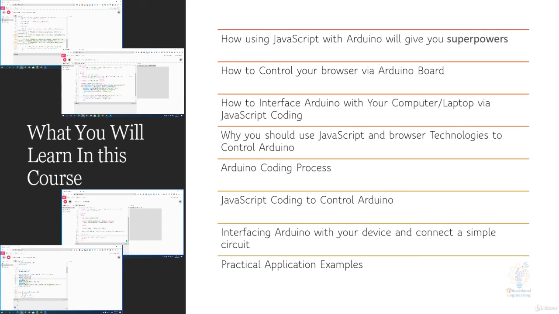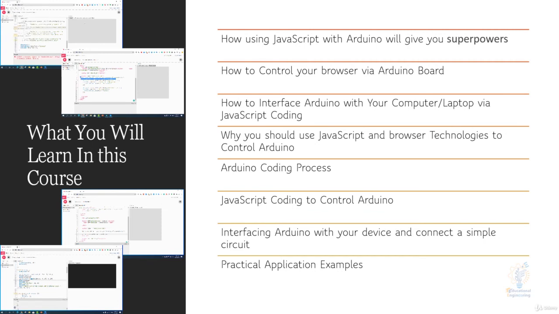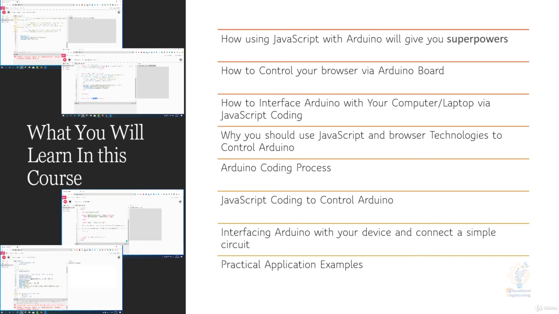After that, we will talk a little about the Arduino coding process. We will write a few lines of codes and upload them to our Arduino board to make it ready to receive and send commands to our computer web browser. Then we will cover JavaScript coding to control Arduino, and you will learn how to interface Arduino with your device, which is a laptop or computer, and connect a simple circuit. We will also talk about some practical application examples.